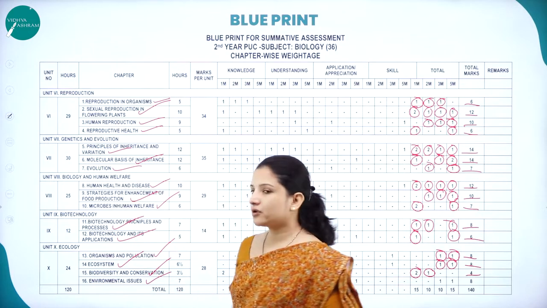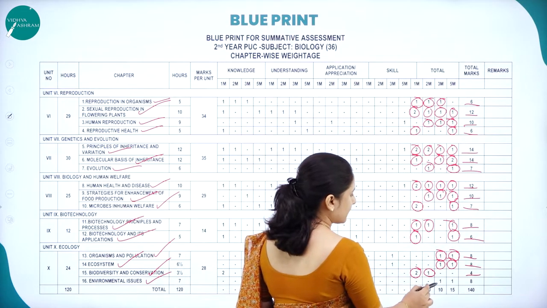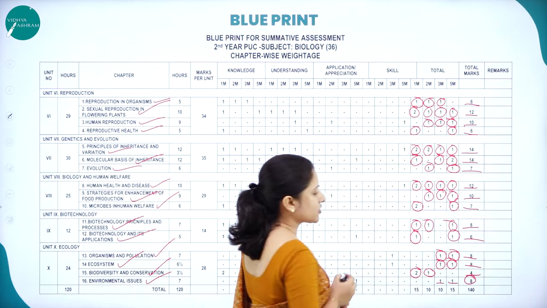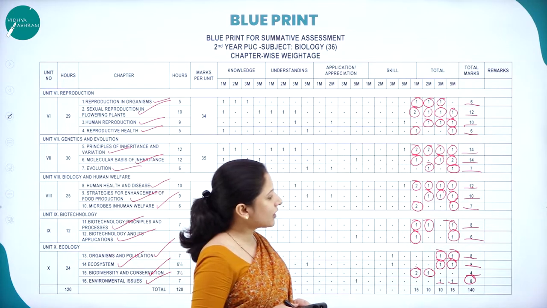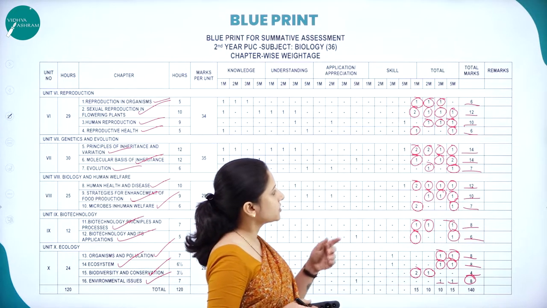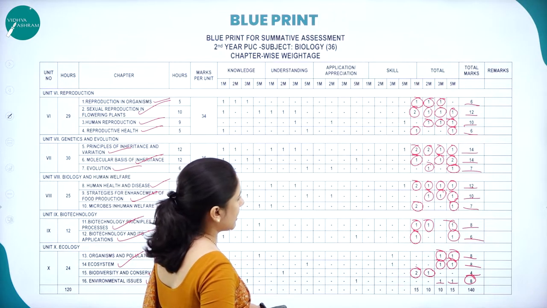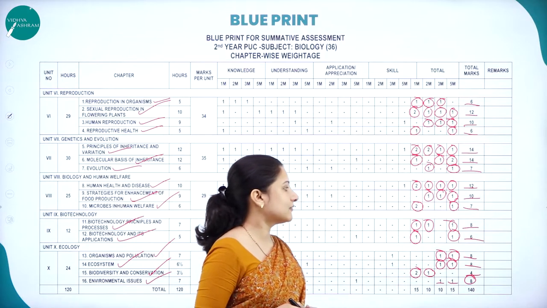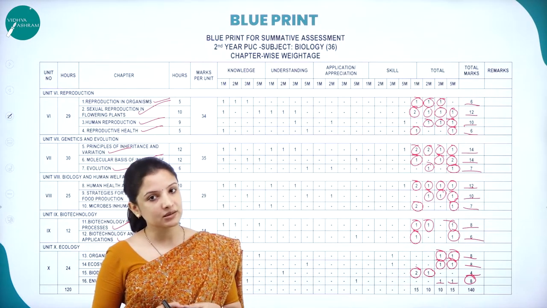Last chapter, environmental issues. There is no 1 mark or 2 mark. You have 3 mark, 1 question and 5 mark, 1 question with a total weightage of 8 marks. And therefore, by looking at this, you can understand that more weightage is for chapter 6, that is molecular basis of inheritance, and chapter 5, that is principles of inheritance and variation, wherein each of these 2 chapters carries 14 marks each.